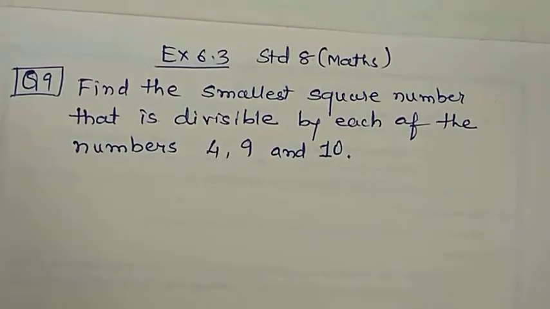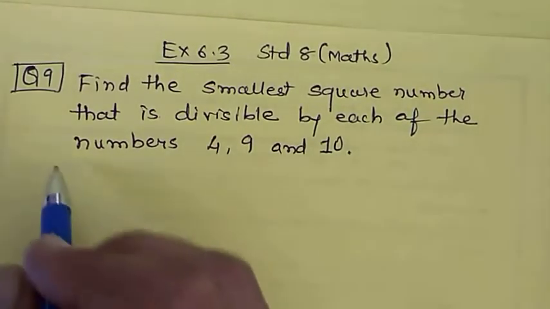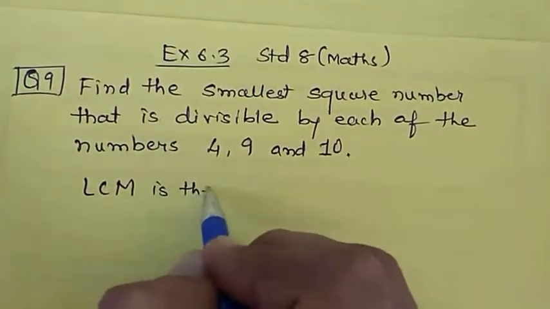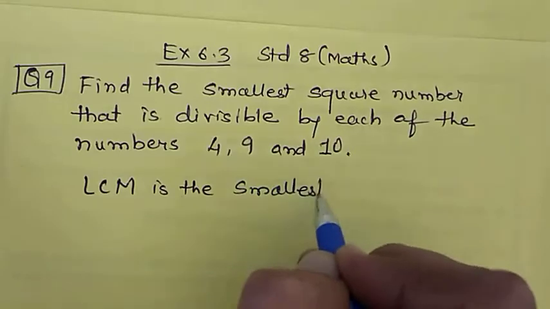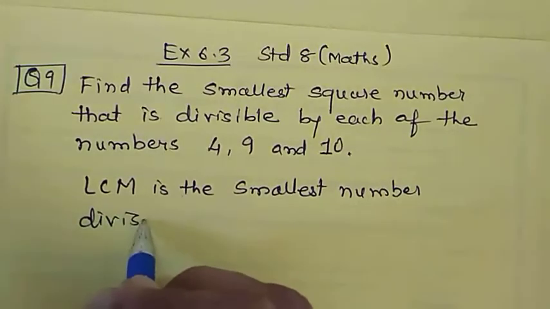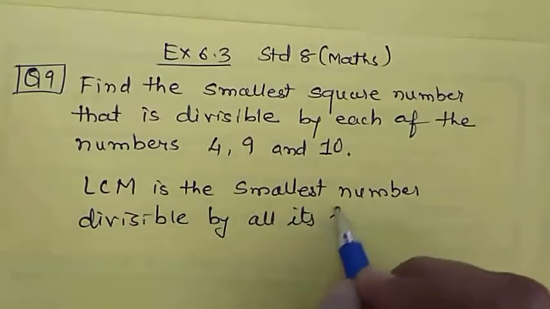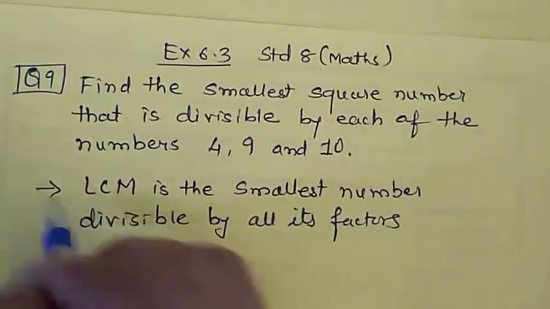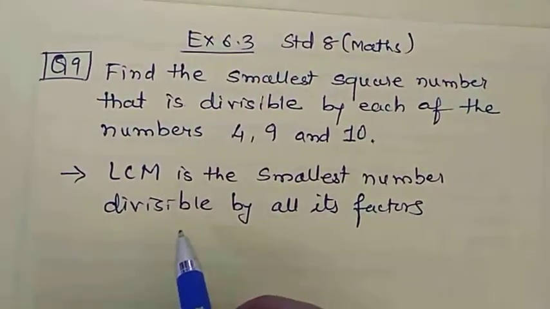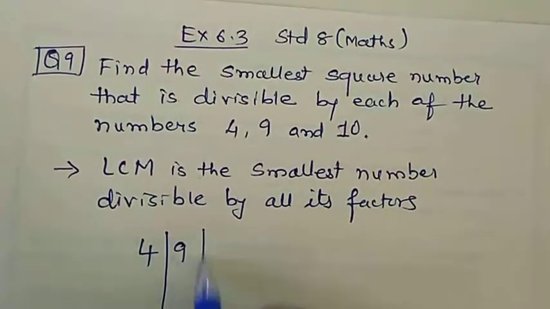Smallest means least common multiple, which is divisible by all its factors. So we know that LCM is the smallest number divisible by all the given numbers. Clear? So first of all we will find the LCM of 4, 9 and 10.